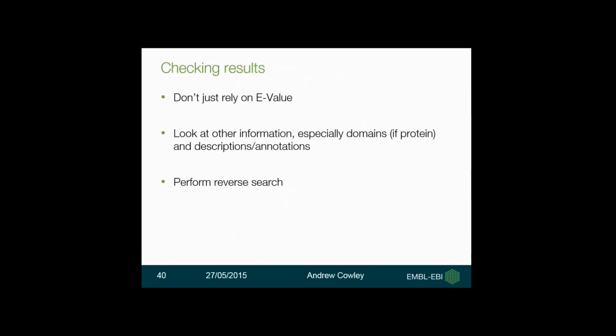So just some quick ways of checking your results. Don't rely on just the e-value. It's definitely the best measure of determining whether your protein or your DNA sequence is homologous with a hit in the database, but don't rely on it entirely. Do look at other information as well, especially the domains, if they're proteins, and look at the descriptions and annotations.